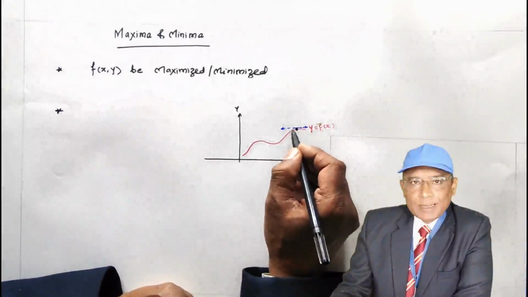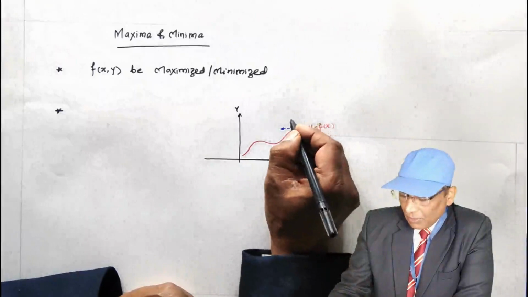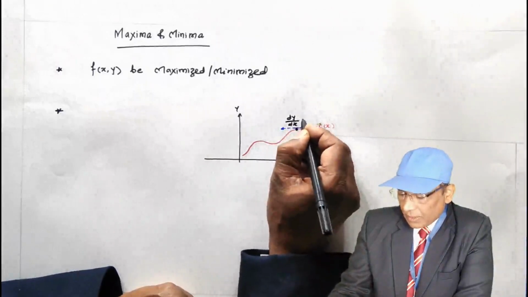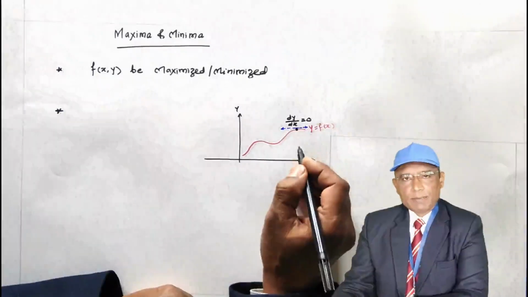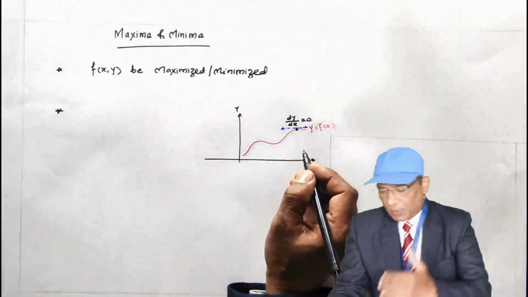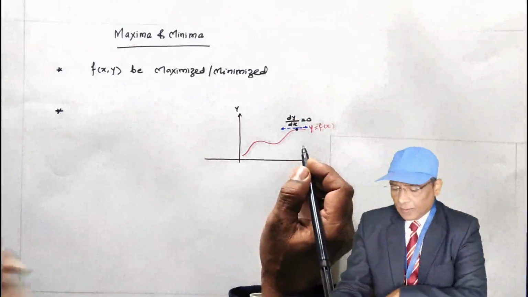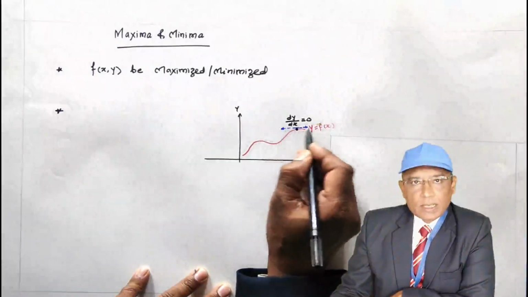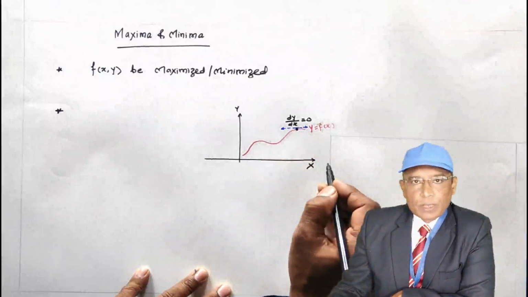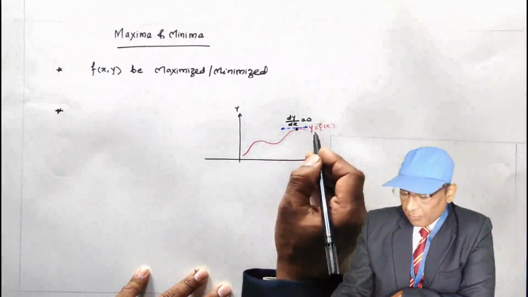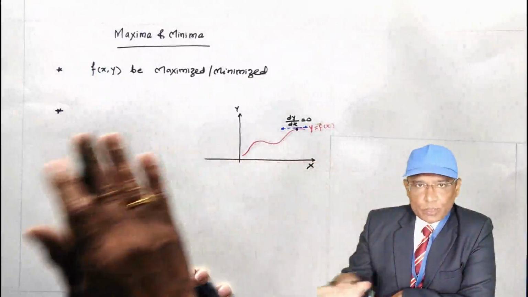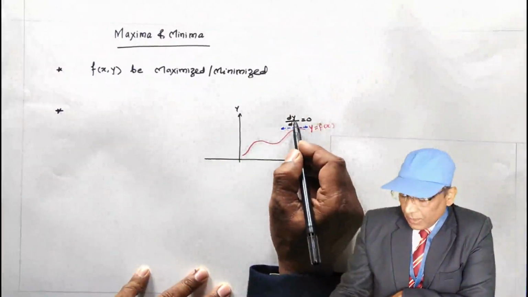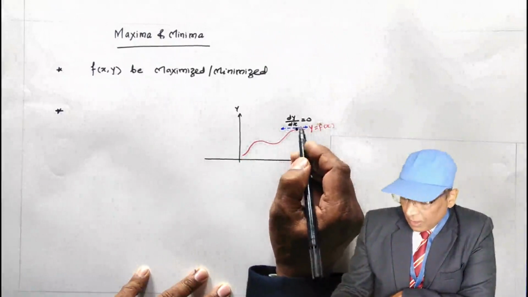The slope of the tangent means the derivative of y with respect to x. This represents the slope of the tangent, the rate of change of y with respect to x. The slope of the tangent is 0 because this line is parallel to the x-axis, which means this line is horizontal, and a horizontal line has slope 0. So here dy by dx equals 0.